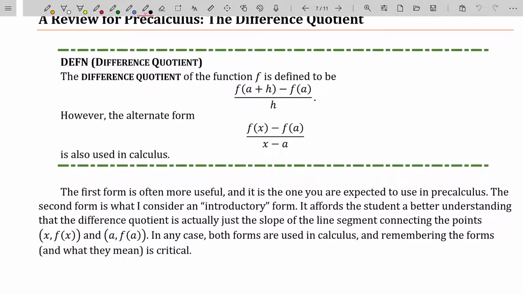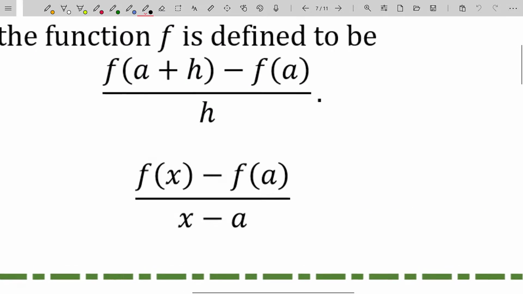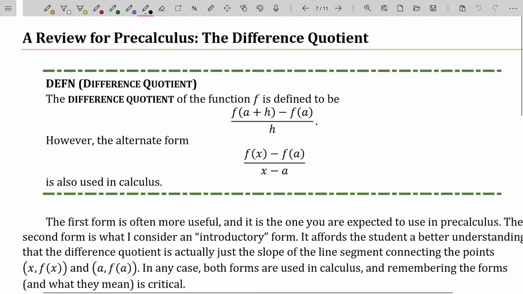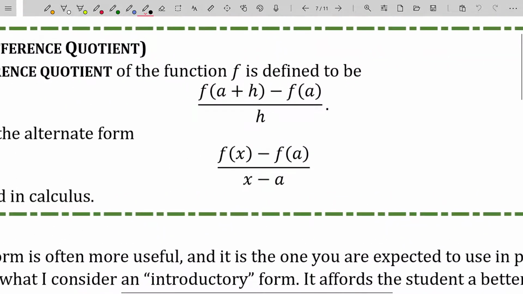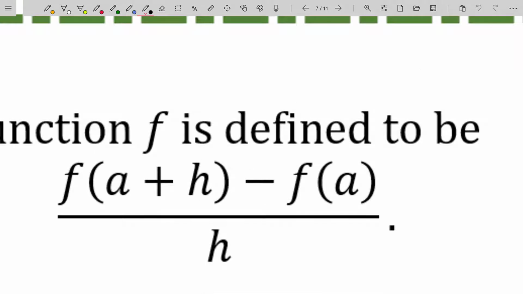The difference quotient is one of the most important features of pre-calculus that gets carried over into calculus. It is really important for calculus, in fact. The difference quotient of the function f is defined to be f of a plus h minus f of a all over h. You should be able to evaluate f of a plus h.